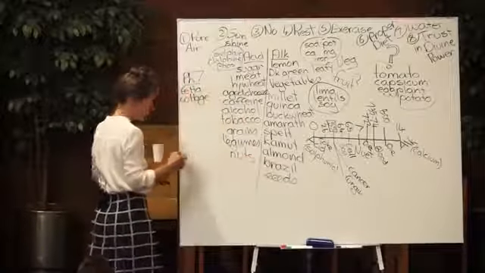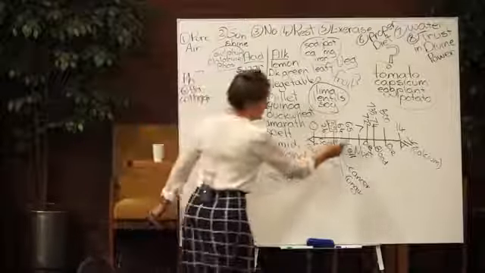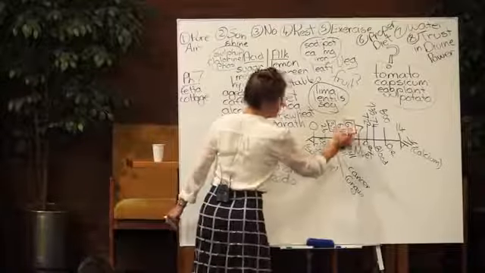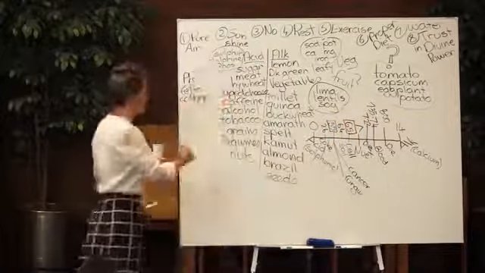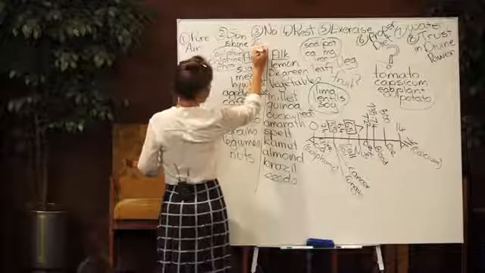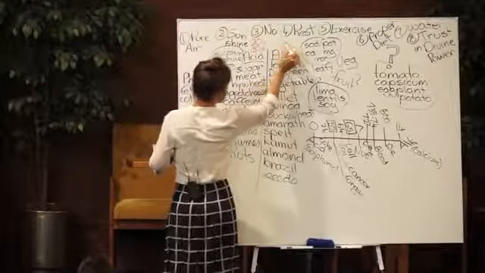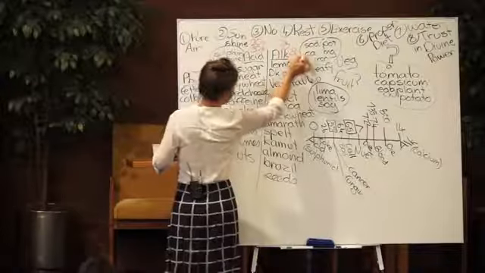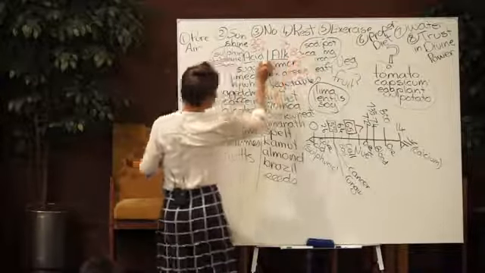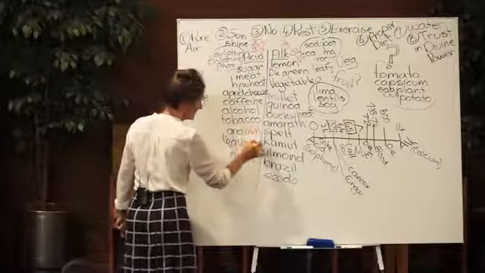Now, to maintain the 6.5 environment at the cellular level, we should be having 20 to 30% acid-forming foods and 70 to 80% alkaline-forming foods. Now, this 20 to 30% ideally should be from this little section here.